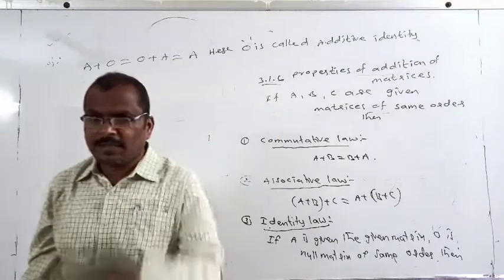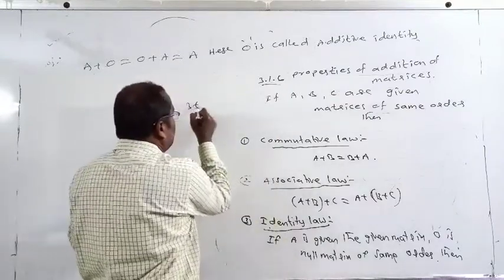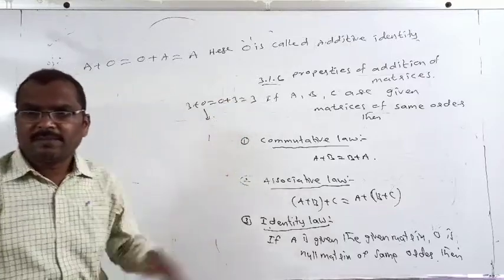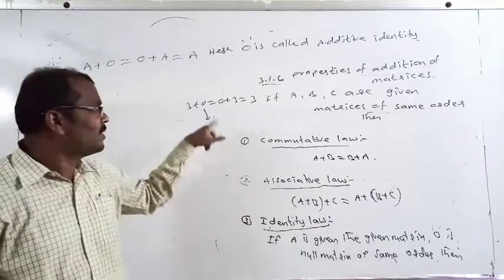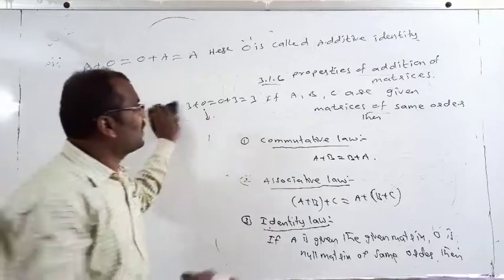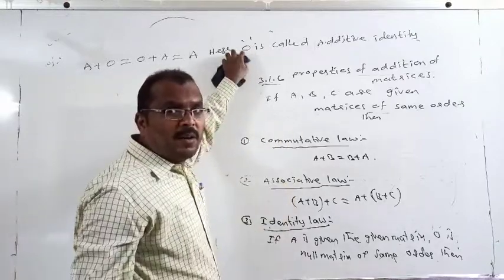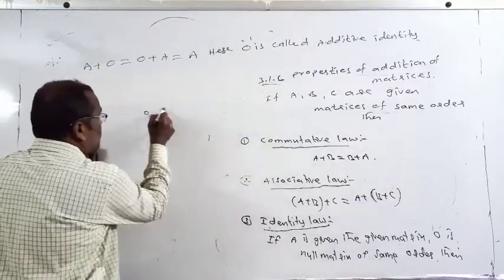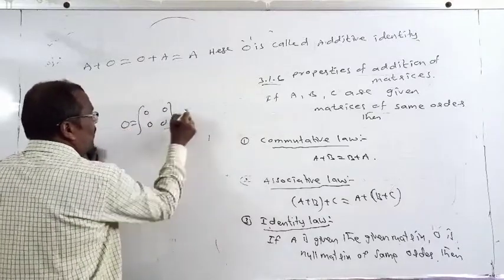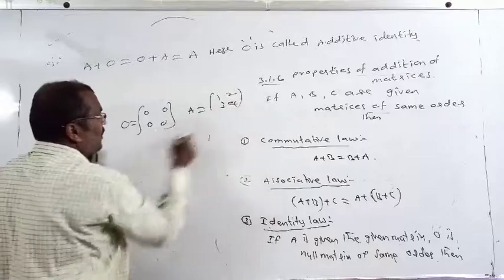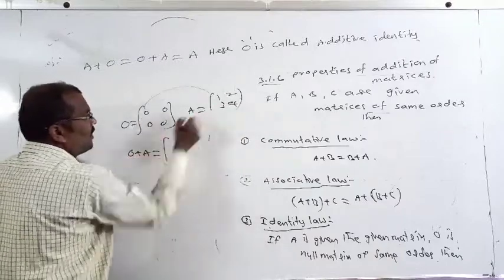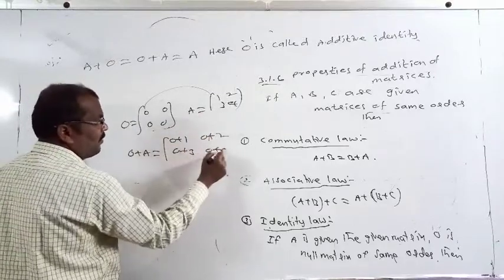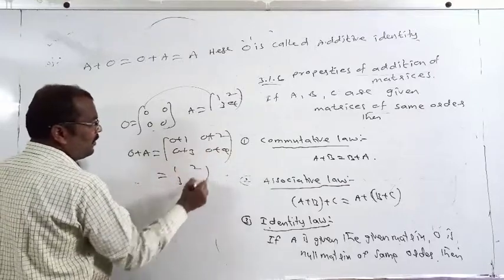O is called identity. In the number system, see this one: 3 plus 0 equal to 0 plus 3 equal to 3. Here 0 is said to be the additive identity in the real number system. So like that, here the matrix O, don't say 0 here, O is nothing but an additive identity. Say this one, 0, 0, 0, 0, and A is 1, 2, 3, 4. O plus A is equal to how much? 0 plus 1, 0 plus 2, 0 plus 3 and 0 plus 4, is again 1, 2, 3, 4 only, meaning all A only.